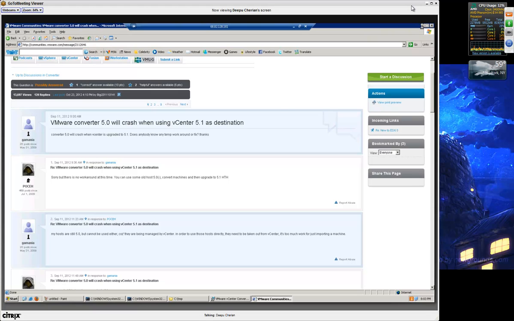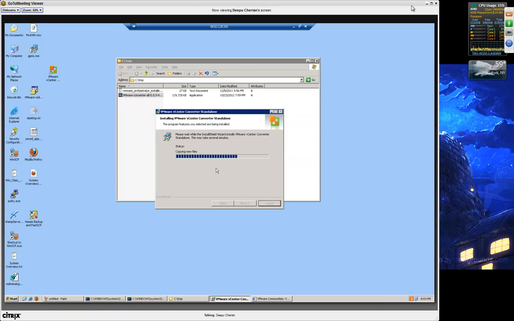Okay, good. So that is a good catch. I should have done that. So the problem is it is crashing when we are pointing it to vCenter 5.1. That is a problem. That could be a bug or something. We may have to look into it. But I'm not going to do that.